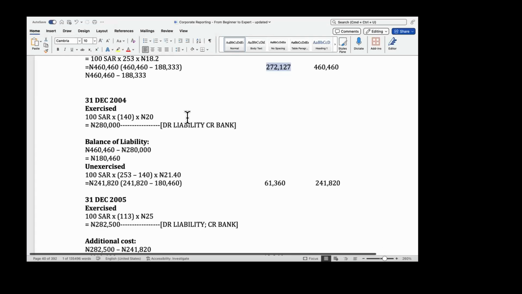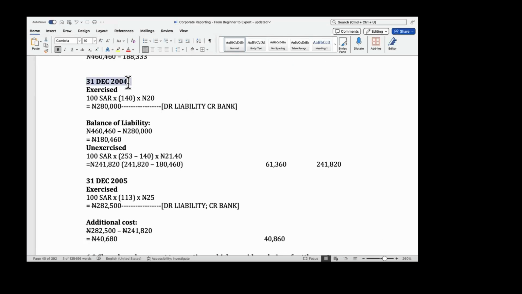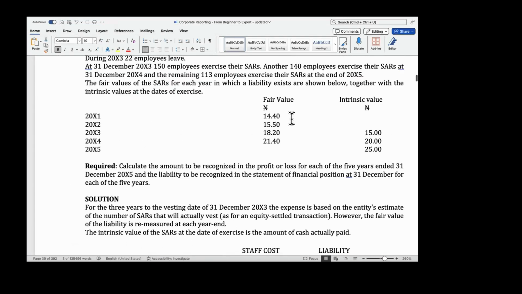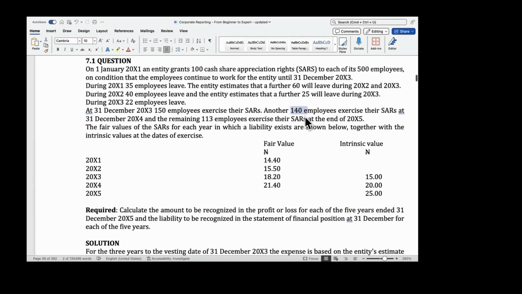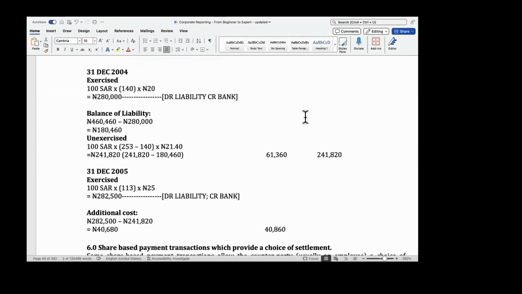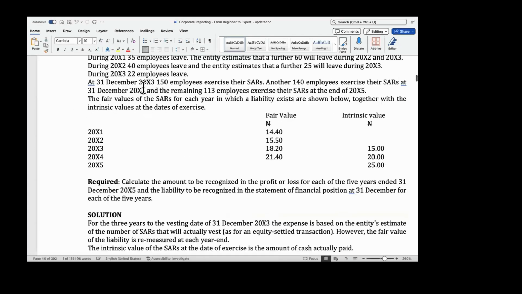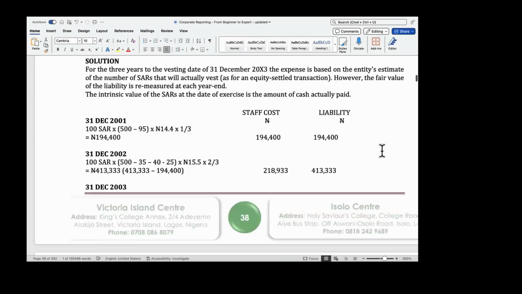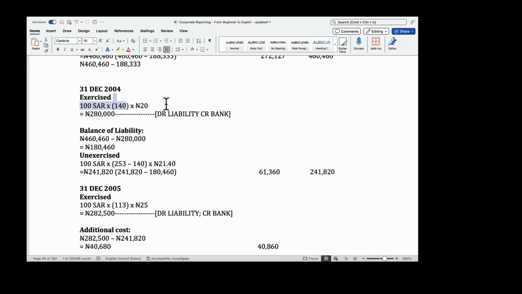Now, in 2004, we're told in the question that another 140 employees exercised their rights. So in 2004, let me get those people that I need to pay first. So 140 employees multiplied by 100 share appreciation rights, multiplied by 20 naira. This 20 naira is the intrinsic value at the end of 2004, which I got from the question here. When I multiply these three together, I get 280,000. I will need to pay them. I will need to settle them off. So I debit my liability, I credit my bank.